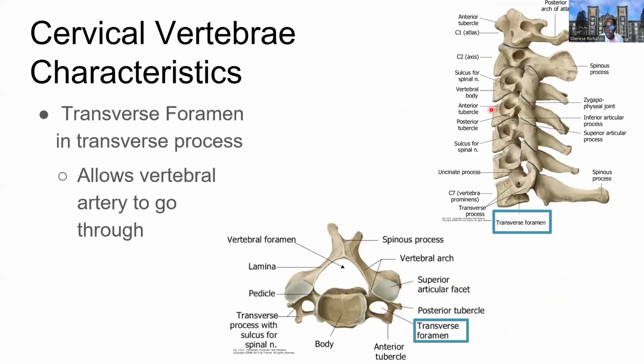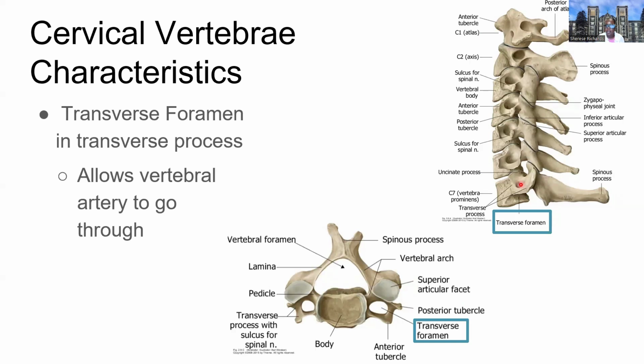Let's look at some of the cervical vertebrae. They are also unique, C1 through C7. They actually have this opening on the sides. So they create a foramen because they each have a transverse foramen, which we don't see in the other vertebrae. So this creates a tunnel for the vertebral artery.